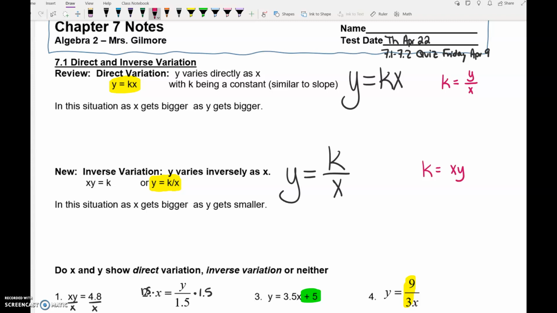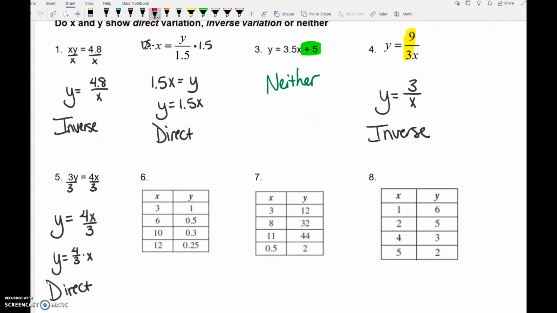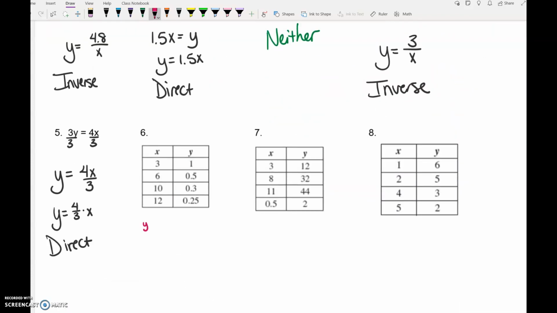K is a constant number. So in these tables, K needs to be the same number every single time. So if I do my y values divided by my x values, and I get the same number every single time, then it's direct variation. If I do my x values times my y values and get the same number every time, then it's inverse variation. So first we're going to check to see, is this direct variation?